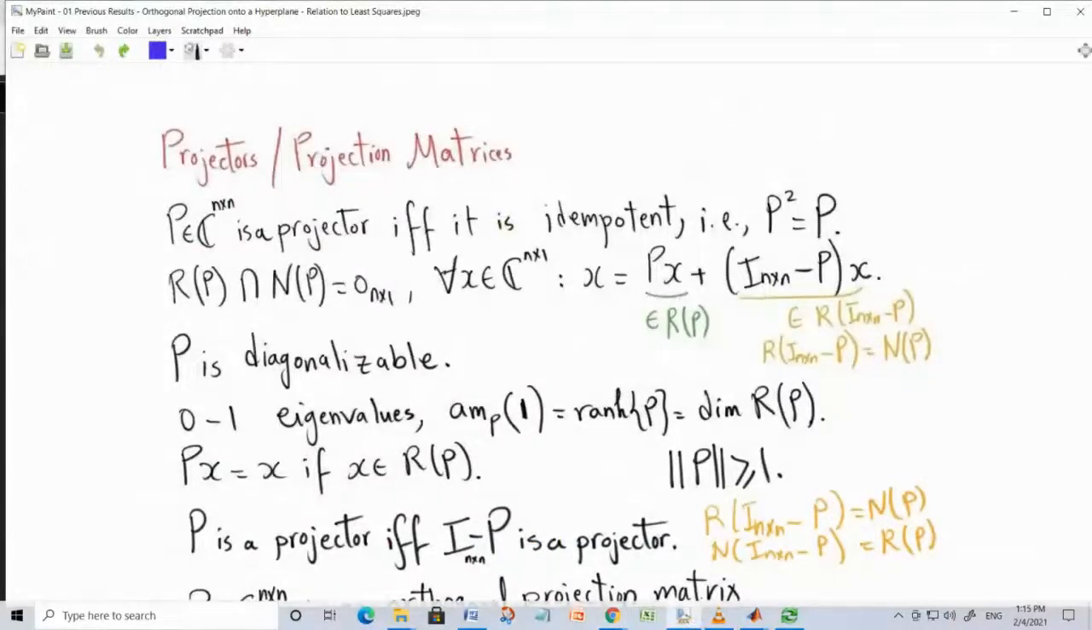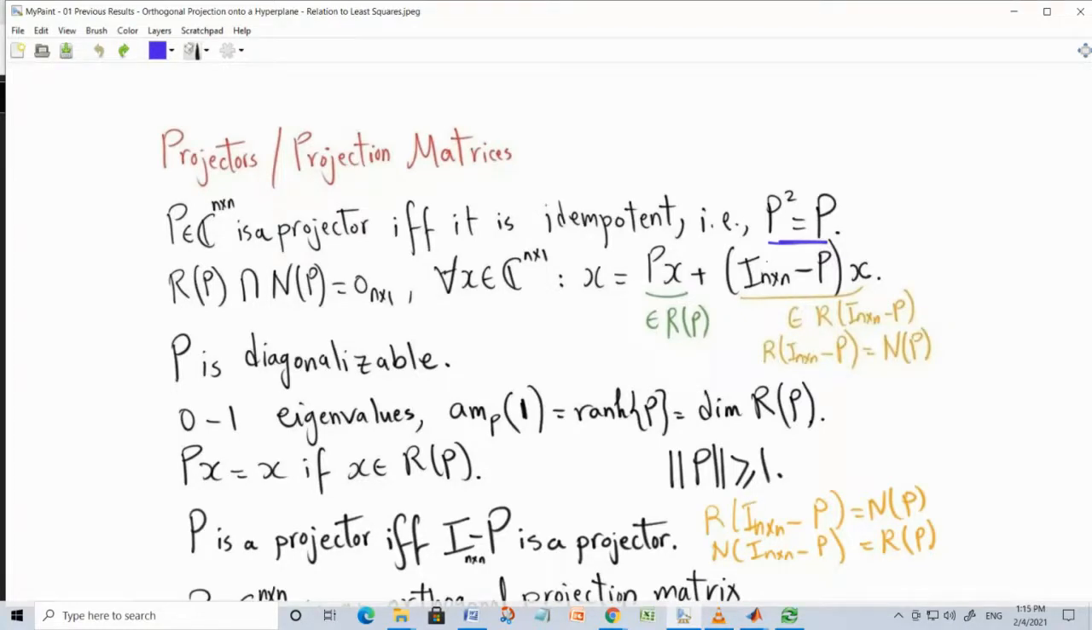Okay, so let's start by reviewing what we did in the previous lecture. We talked about projectors, or projection matrices, and a projector is a square n by n matrix that is idempotent. And every idempotent matrix is a projector. So basically, a projector if and only if idempotent, which means that P squared is equal to P.